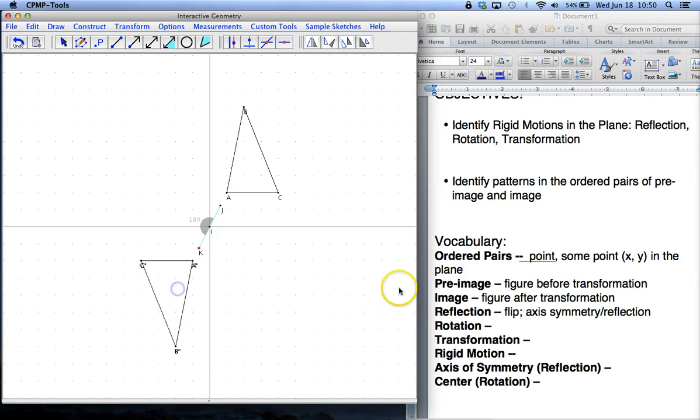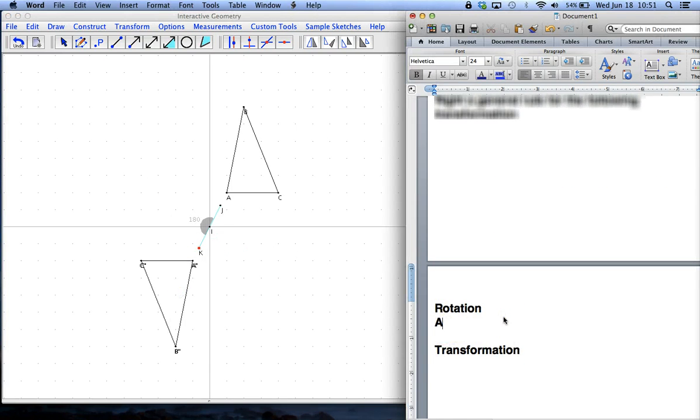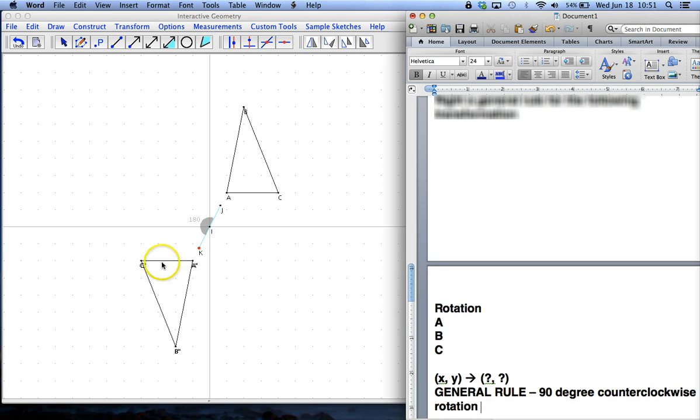So I'm going to leave you with a task. If I have point A, point B, and point C, what's going to happen when I take some (x, y) and rotate it 90 degrees counterclockwise? What's going to go in that space? So I want a general rule for a 90-degree counterclockwise rotation. That's going to be your task.